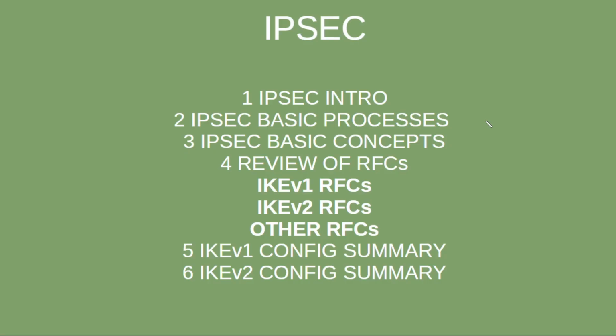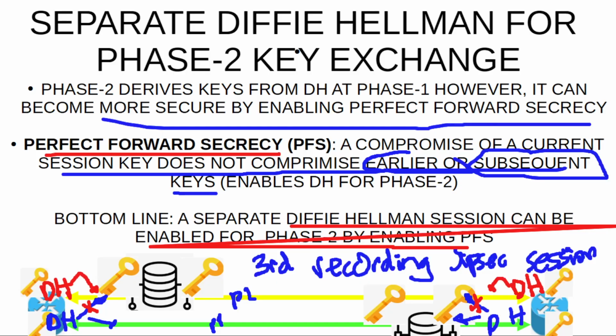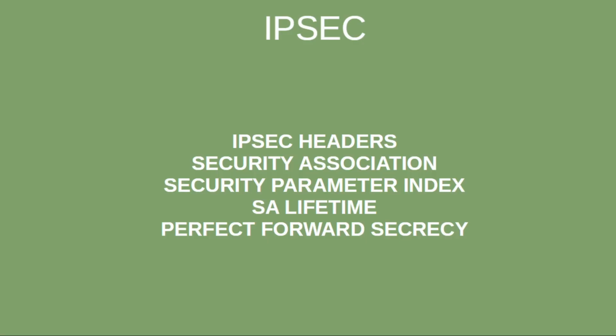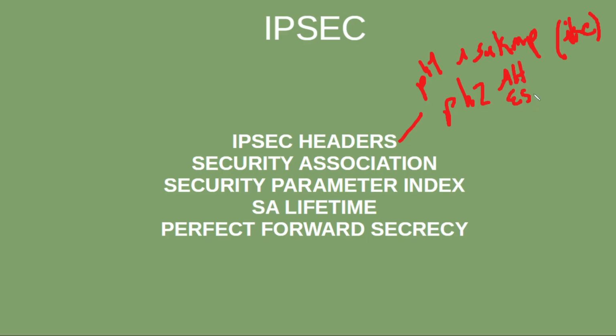Now this is a summary of what we saw in this session. IPSEC headers: we saw that for phase 1 we use the ISAKMP header, known for some vendors as the IKE header, for instance Huawei. And for phase 2 we can use authentication header, we can use ESP, or we can use a combination of both.